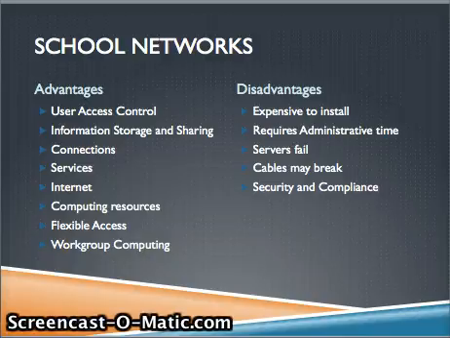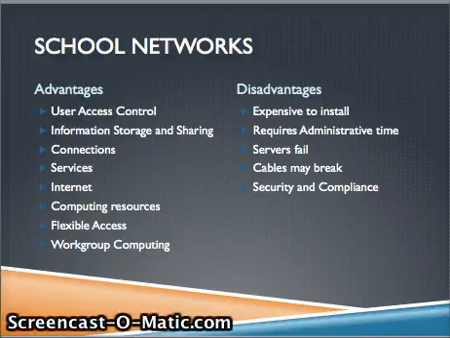The Internet. The school can provide network users with access to the Internet via an Internet gateway. Computing resources. The school can provide access to special-purpose computing devices which individual users would not normally own.